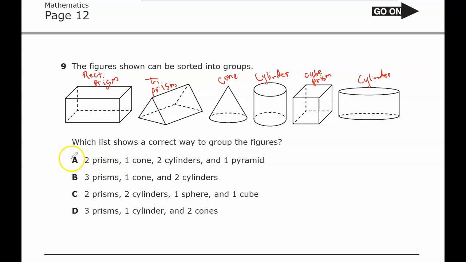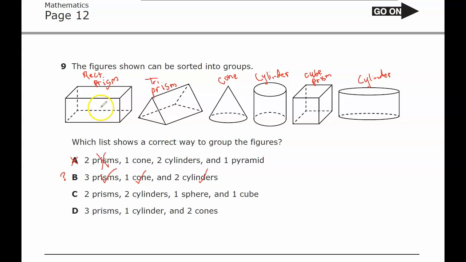Okay. So let's look at A. 2 prisms. Well, I know I have 1, 2, 3 prisms. Don't forget that cube is a prism. So that's wrong. So I know A is not correct. Okay, B, 3 prisms. 1, 2, 3. That's correct. 1 cone. Right there. That's correct. 2 cylinders. 1, 2. That's correct. So all of those are correct. I'm going to put a question mark next to it, and I'm going to check C.